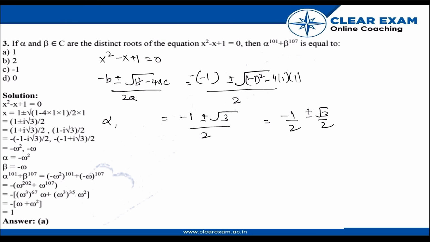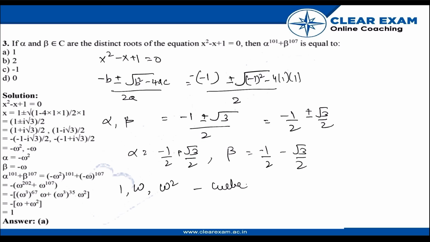So the roots alpha and beta are minus 1 by 2 plus root 3 by 2 and minus 1 by 2 minus root 3 by 2 respectively. As we can see, these are similar to the cube roots of unity, that is 1, omega and omega square. So with this we can say omega equals minus 1 upon 2 plus root 3 by 2.